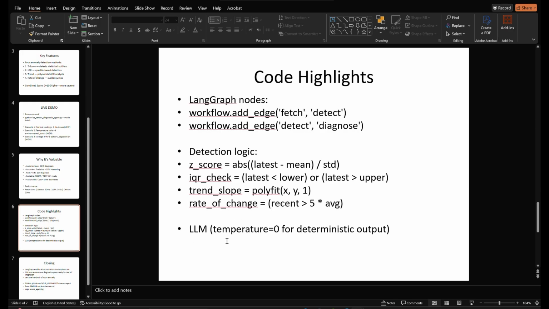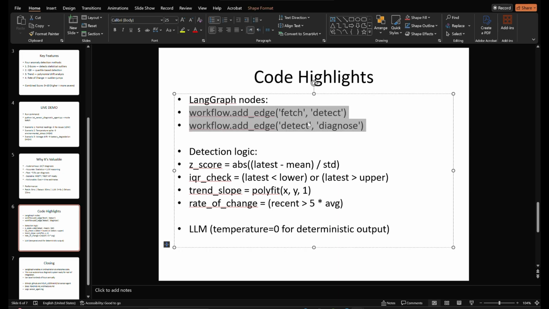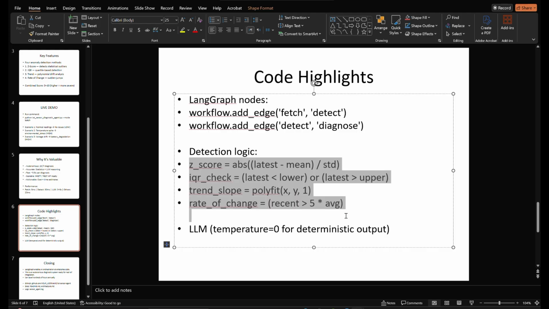And these are the code highlights. For LangGraph, the flow is fetch, detect, diagnose, and give recommendation, six steps in total. For the anomaly detection logic, we are using, as explained, Z-score, IQR, trend slope, and sudden rate of change. For the LLM, we set the temperature to 0 for deterministic output.